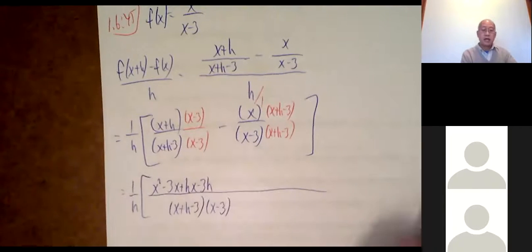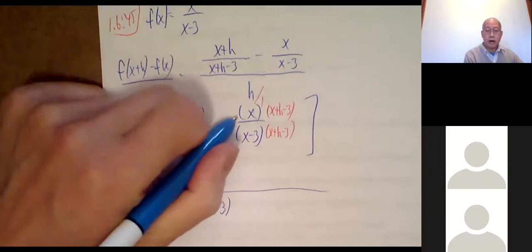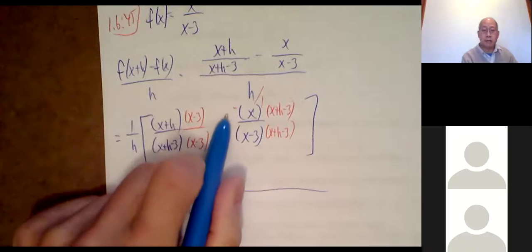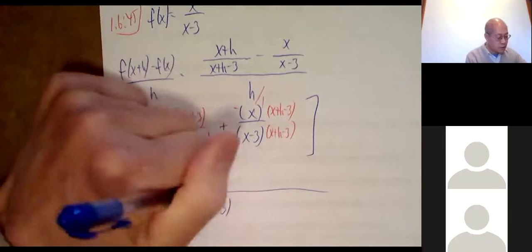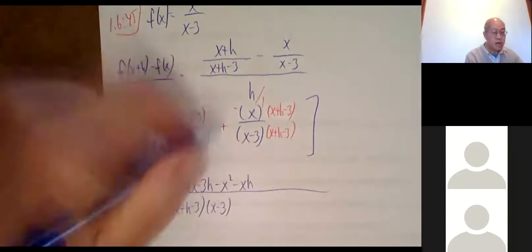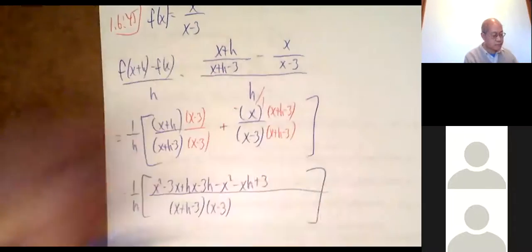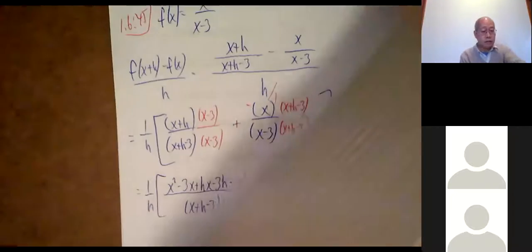minus x. And I think it's easier if you think of it that way. I'll put the minus here and change that to a plus. That'll just help me to remember I'm really distributing negative x. So negative x times all this stuff. So negative x squared minus xh minus x times negative 3, so plus 3x. Okay, so I think I did that right. And let's see if anything cancels out.